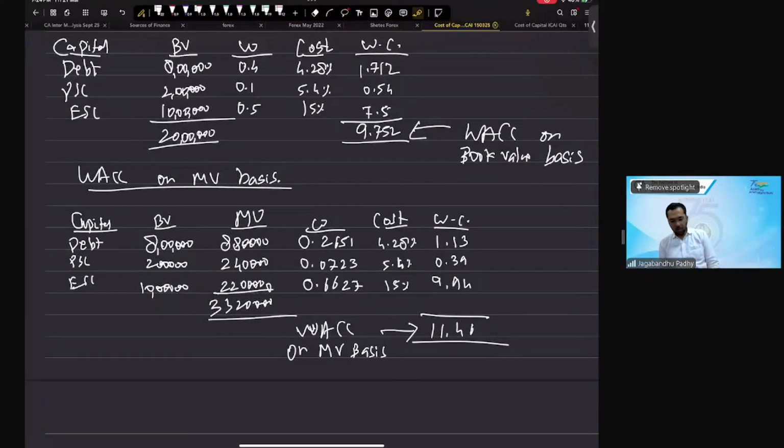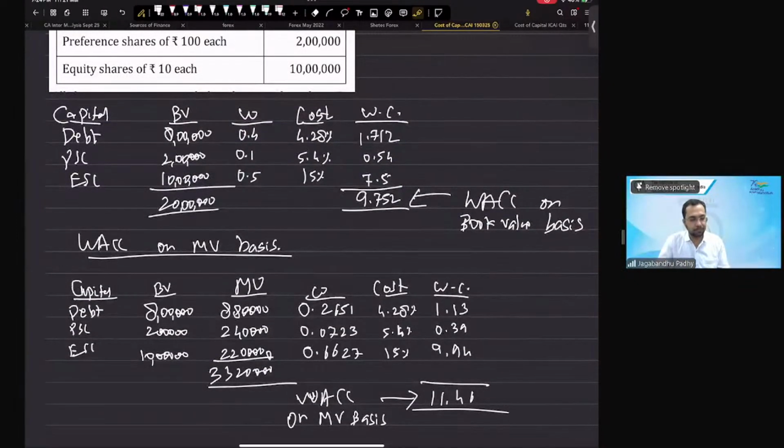Okay. Are you following how to calculate the weighted average cost of capital on market value basis, everyone? Did we get it? How to calculate WACC on market value basis. Okay. Fine. So then let's take a break now, break of around 15 minutes. And then we'll come back and do more questions on this weighted average cost of capital. Let's take a break next.